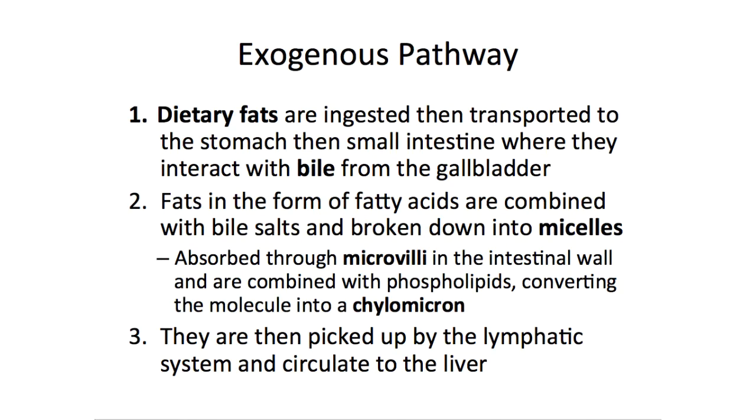So starting with the exogenous pathway, dietary fats are ingested, then transported to the stomach, then to the small intestines where they interact with bile from the gallbladder. Fats in the form of fatty acids are combined with bile salts and broken down into micelles. They are then absorbed through microvilli in the intestinal wall and are combined with phospholipids, converting the molecule into a chylomicron. They are then picked up by the lymphatic system and circulate to the liver.